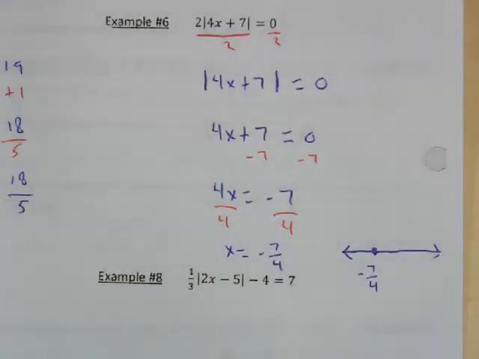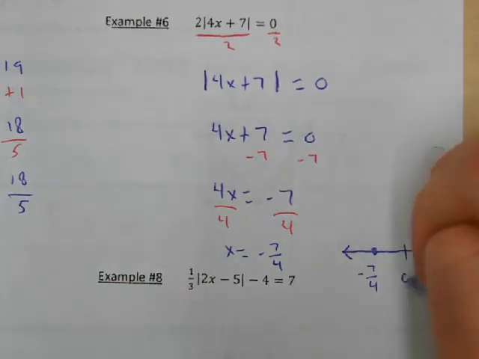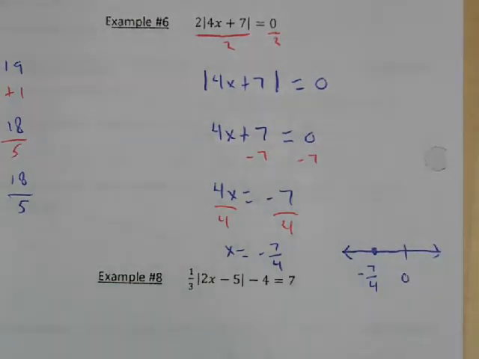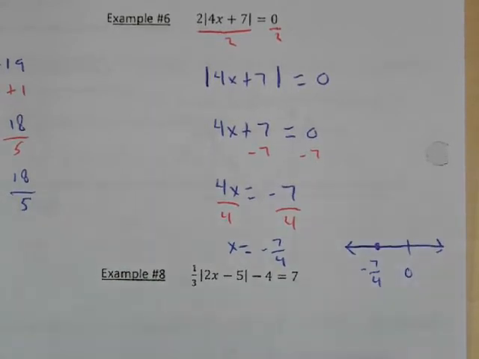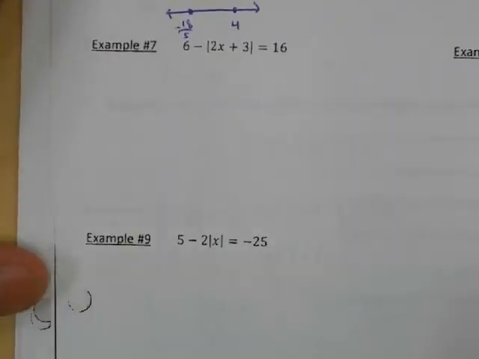Now, since it's a negative number, if you do want to put 0 there, just to say, okay, 0's here, this negative number is somewhere to the left of it, that's fine, but again, you don't have to. Okay, so there is example number 6. Example number 7.